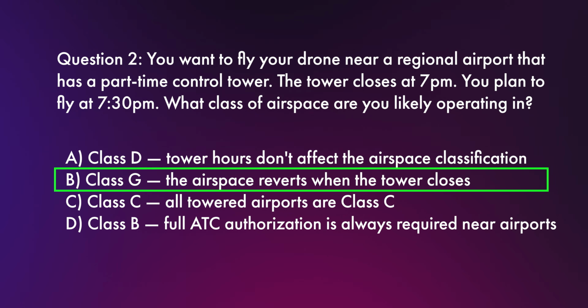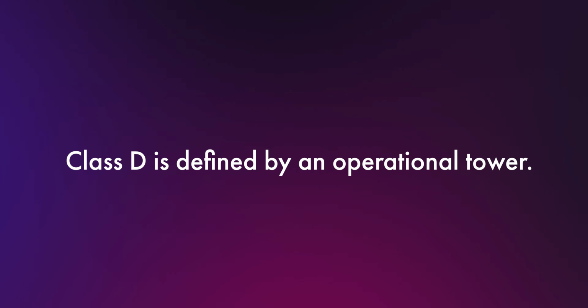The answer is B. When a part-time Class D tower closes, the airspace typically reverts to Class E or Class G. Class D is defined by an operational tower.